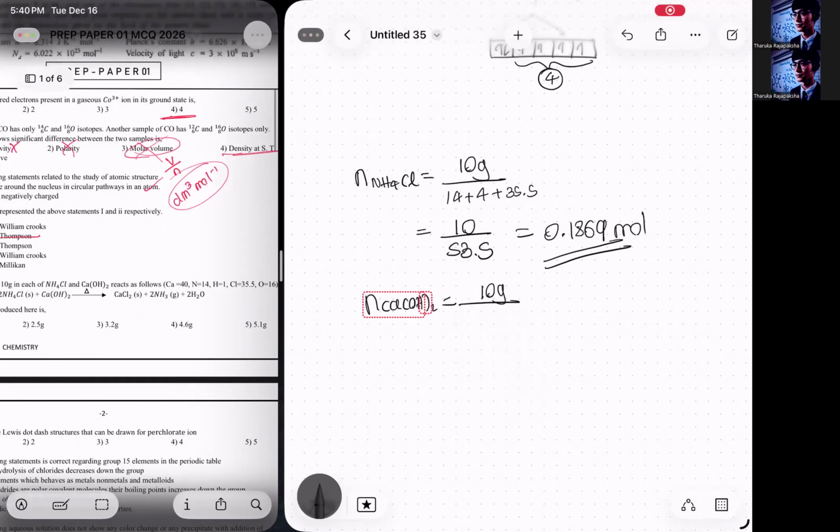We have to calculate who's the limiting reagent here. Now, both of them react in the same mass. So the limiting reagent will be the one which is going to finish first. How are we going to calculate that? We are going to divide.